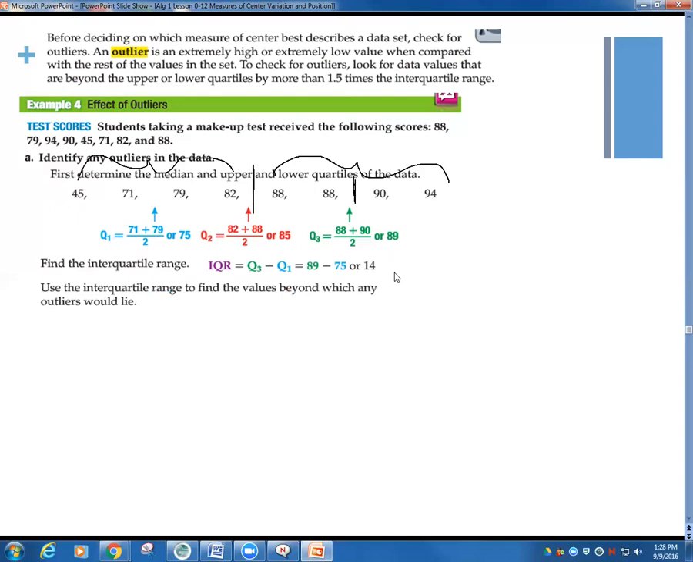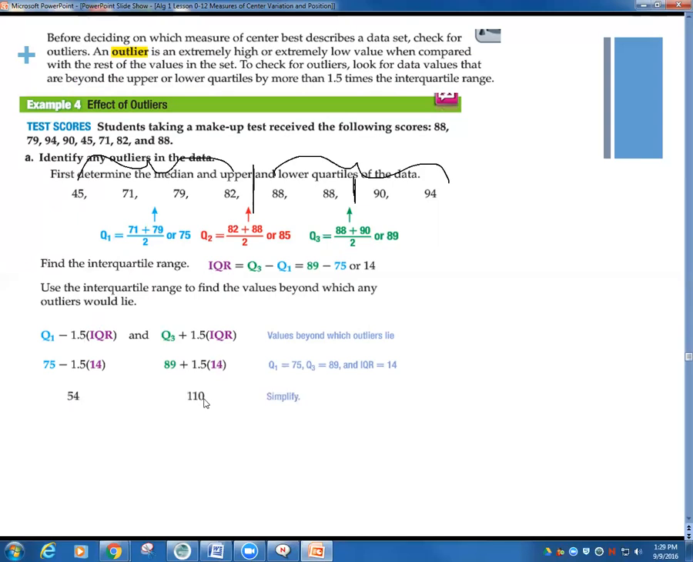So we use the interquartile range to find values beyond which any outliers would lie. So what you do is you take 1.5 times the interquartile range and you subtract it from the lower quartile to see how far down you can go without it being an outlier. And then you do the same thing, but you add it to the upper quartile to see how high up you can go. All right, so if I take the lower quartile and subtract 1.5 times the IQR, and then the upper quartile and add 1.5 times the IQR, you get 54 and 110.